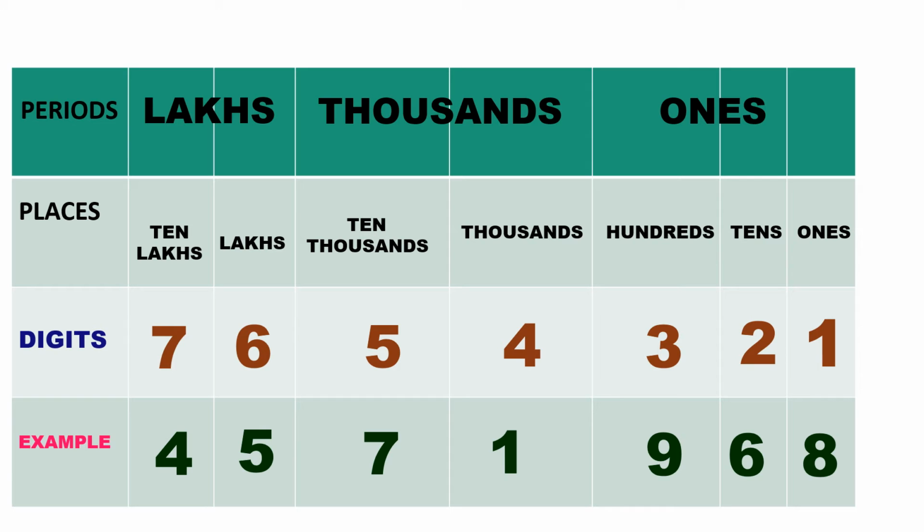You can see that last 3 digits 9, 6, 8 comes under one group which is ones. This is the first period. Next set of numbers comes under thousands. Here we find it is 7, 1. Now can you tell which are the numbers coming under period lakhs? Yes, 4, 5. In order to separate them into periods, we can insert or put commas after each set of numbers.